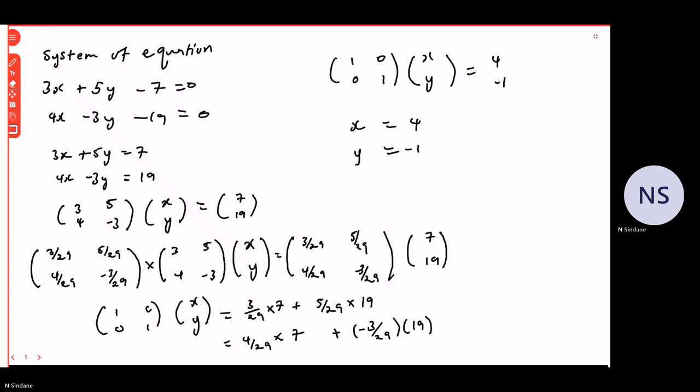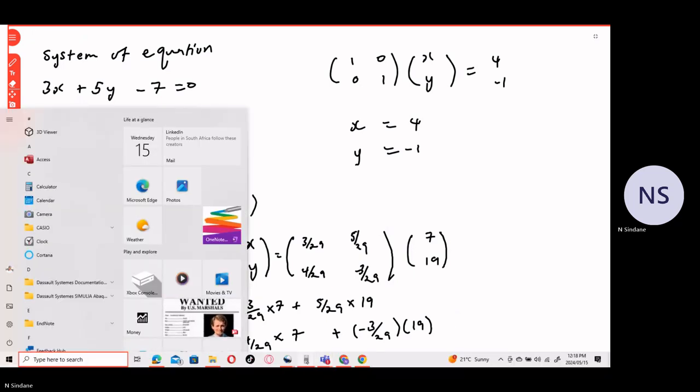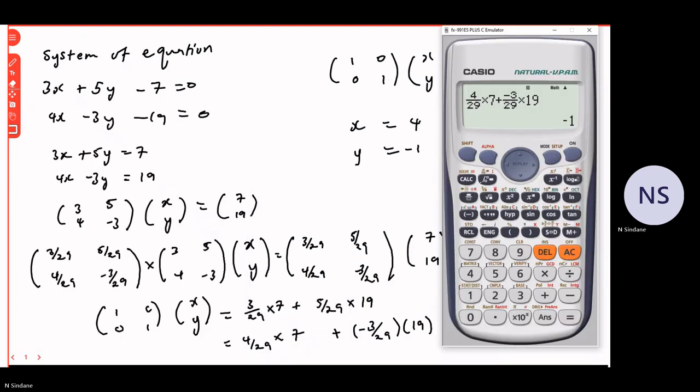So you can prove this. How do you prove it? You prove it by substituting. You're going to substitute your solution. Let's see. Substituting my solution, I have 3 into, the value of x is 4, and then plus 5 into negative 1, then minus 7. I must get my solution as 0. There you go. That's 0, right?